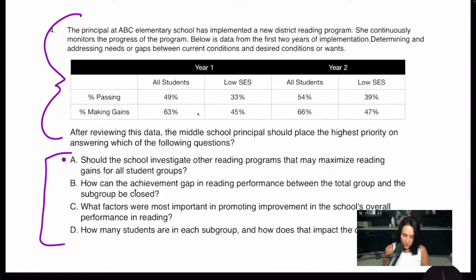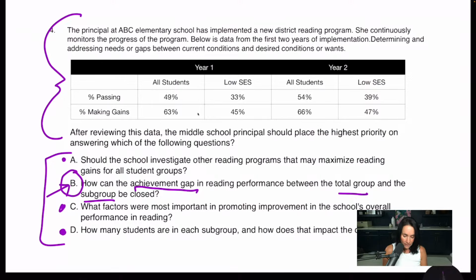B, how can the achievement gap in reading performance between total group and the subgroup be closed? Again, B has all the good words in it. It has all of that achievement gap, reading performance, subgroups, very important. B is looking really good to me. What factors, for C, what factors are most important in promoting improvement in the school's overall performance in reading? It's okay, a little vague, don't love it. B is definitely more specific. And D, how many students are in each subgroup and how does that impact the data? Not really focused on achievement here. It's also very vague. I like B the best.